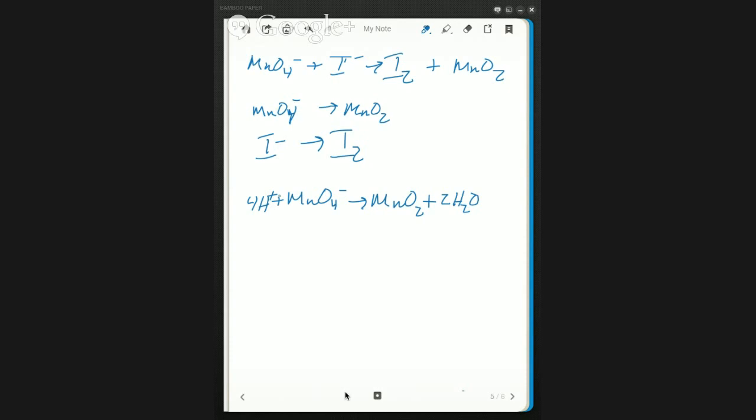So now that I have my hydrogens balanced, this is where the extra step comes in. Because if I look at this, I don't have any hydroxide anywhere in the solution.